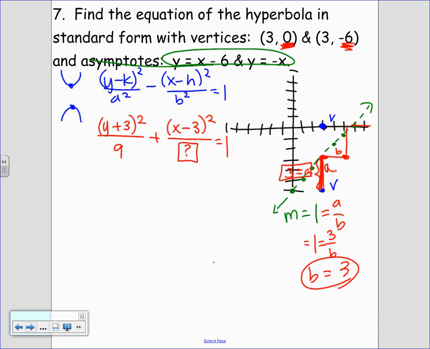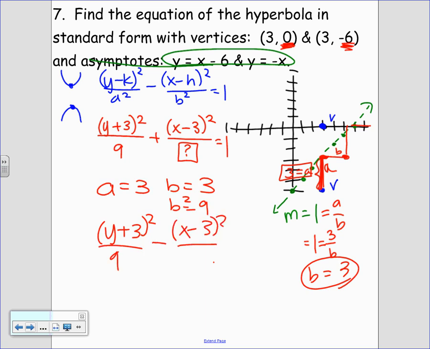So a is equal to 3, b is equal to 3. So b² has to equal 9. So I've really got (y + 3)² over 9 minus (x - 3)² over 9 equals 1. There we go. Very good. Last problem, and then I shall leave you alone.